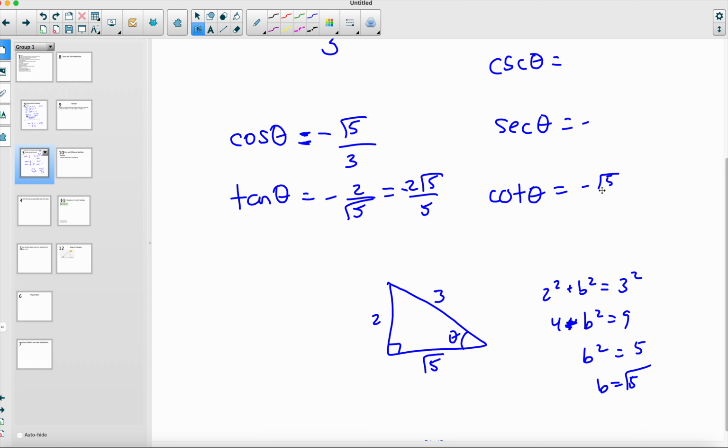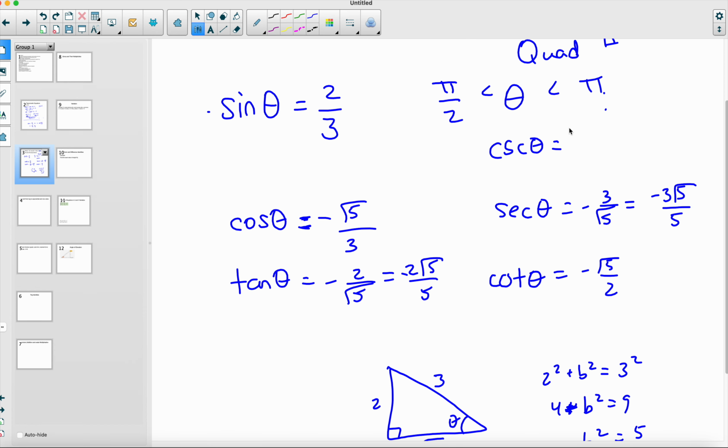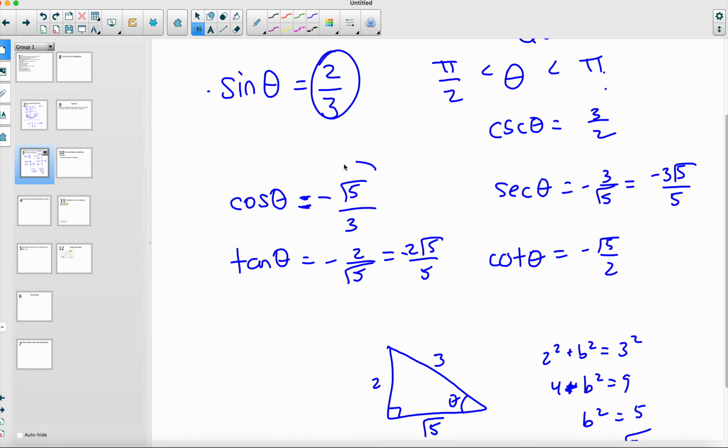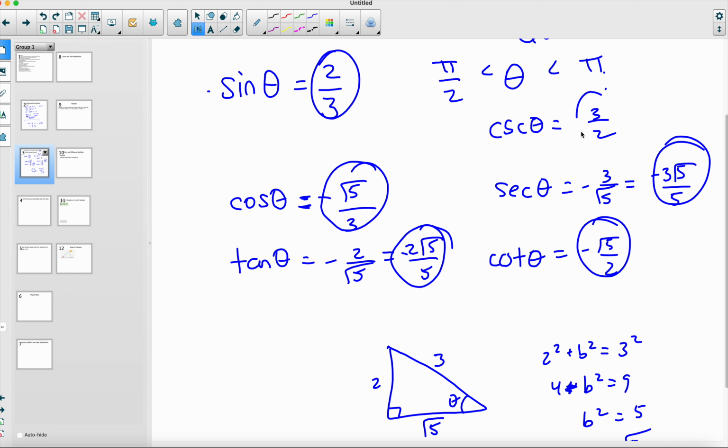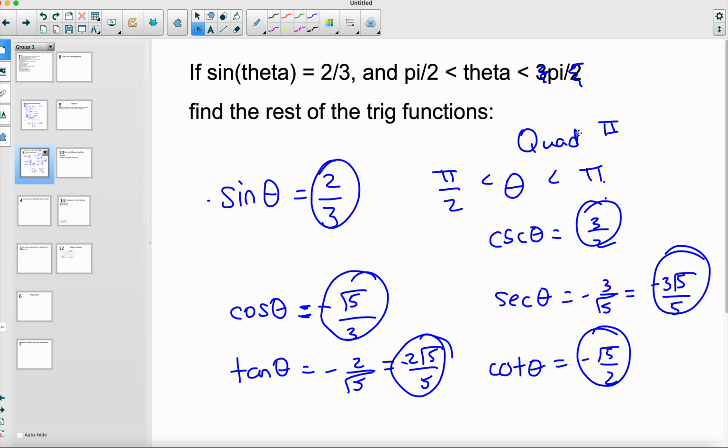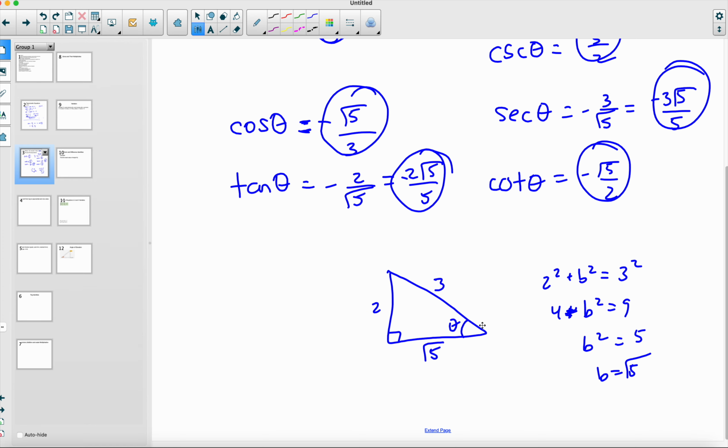Cotangent is the reciprocal of tangent. Secant is the reciprocal of cosine, which again I have to rationalize. And then cosecant is the reciprocal of sine. I already took care of the signs, whether it's positive or negative, so I don't have to worry so much about that. And you might not be asked to find all the rest of the trigonometric functions, but you could be given one and asked for any of them. And that's not too bad, in terms of how to find them, as long as you have that right triangle and understand what quadrant it's in.